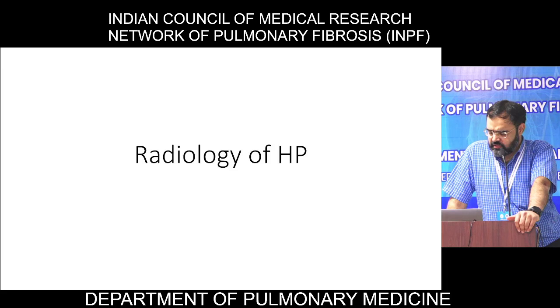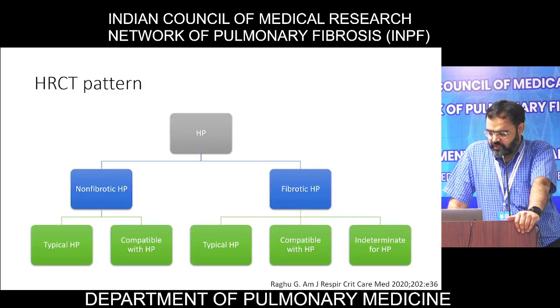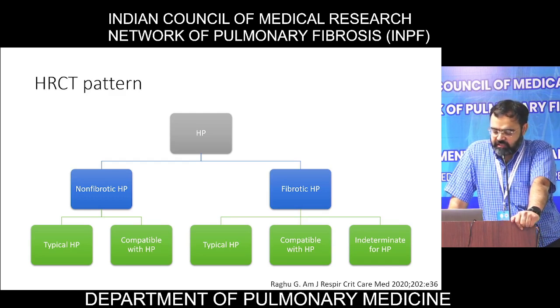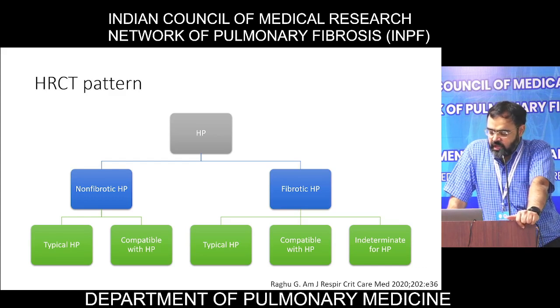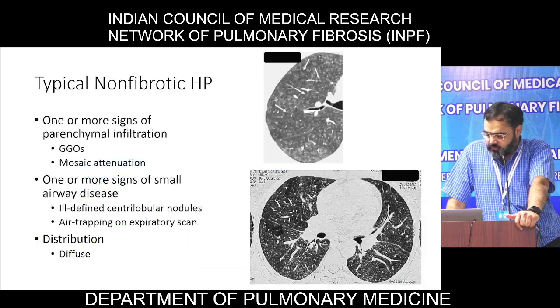So what does the radiology show in case of HP? I go back to the guideline which has been recently published. HP is divided into non-fibrotic HP and fibrotic HP. The radiology can be classified into typical HP and compatible with HP with non-fibrotic HP. And with fibrotic HP, you can have typical HP, compatible with HP, and indeterminate for HP.